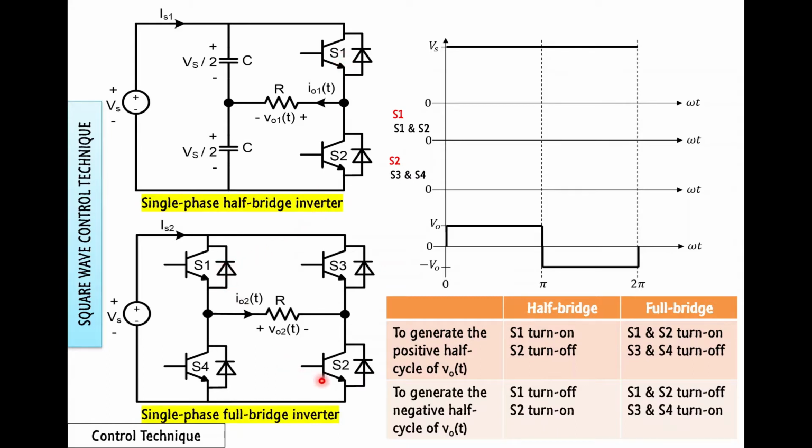To generate the positive half cycle of the output voltage, S1 in the half bridge inverter and S1 and S2 in the full bridge inverter must turn on from 0 until pi. Thus, we must apply this control pulse to the power switches.